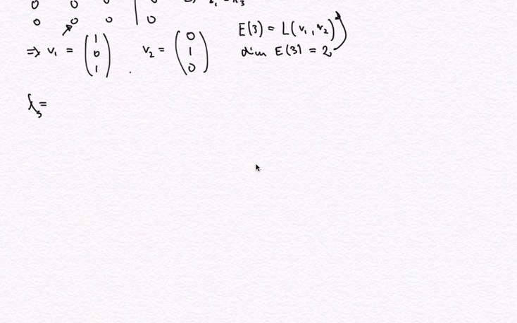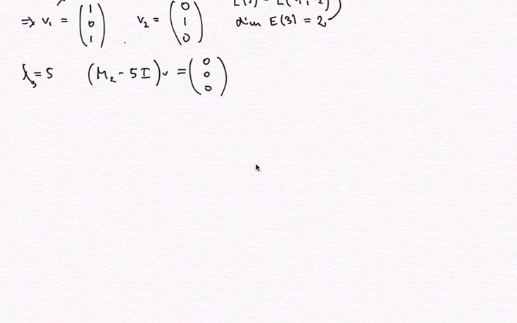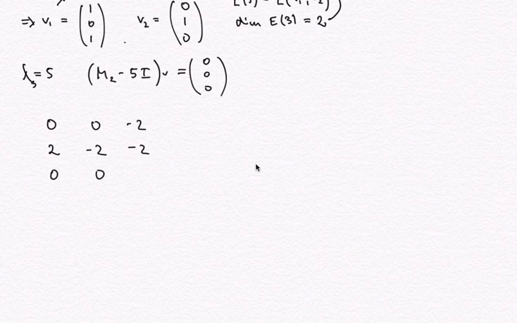Let's do this right away. Lambda 3 equal to 5. I have to solve the system m2 minus 5 times the identity times v is equal to 0, 0, 0. So I subtract 5 on the main diagonal. 5 minus 5 is 0, 0, minus 2. 2, 3 minus 5 is minus 2, minus 2. And 0, 0, and 3 minus 5 is minus 2.